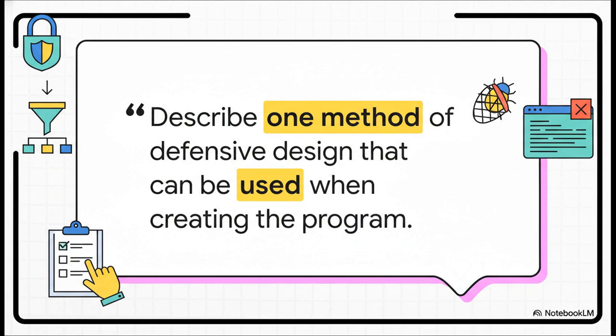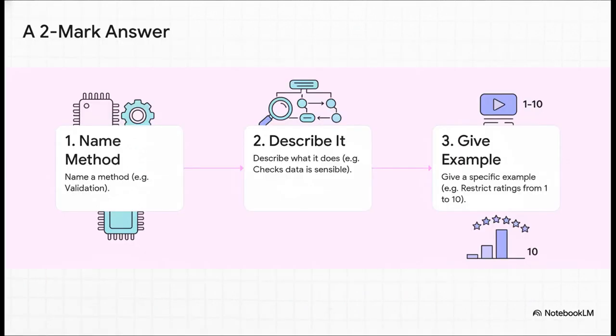Now this is another 2-mark question, and that keyword you've got to notice is describe. To get full marks here, the mark scheme shows us a really simple 3-step formula. First, you name the method, something like validation. Second, you describe what it does. It checks that the data is sensible. And third, this is the part that gets you the second mark, you give a specific example from our program, like restricting video ratings to a scale of 1 to 10. So, name it, describe it, give an example. That's your perfect 2-mark answer, right there.